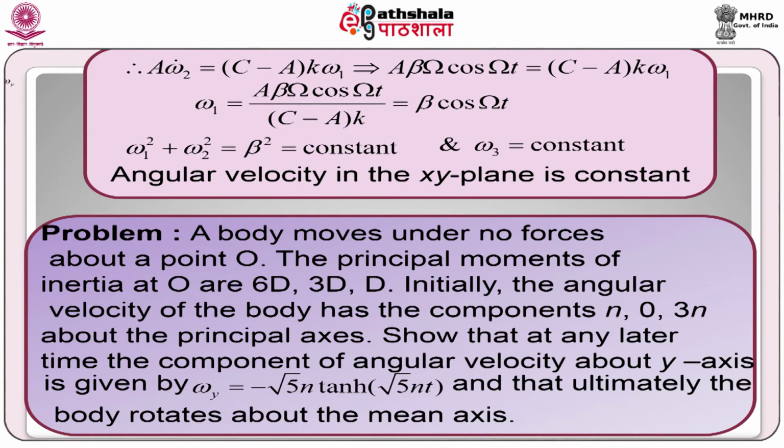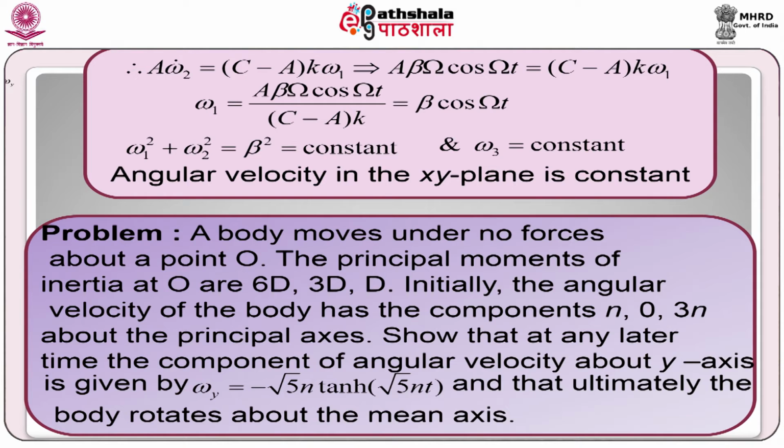After substituting this value, we get this equation, that is capital A into omega 2 dot equal to capital C minus A into k into small omega 1. Differentiating omega 2 with respect to time t and substituting here, we get this equation. From this, we can obtain omega 1 as this. Putting the value of capital omega, we can get omega 1 equal to small beta cos capital omega t.